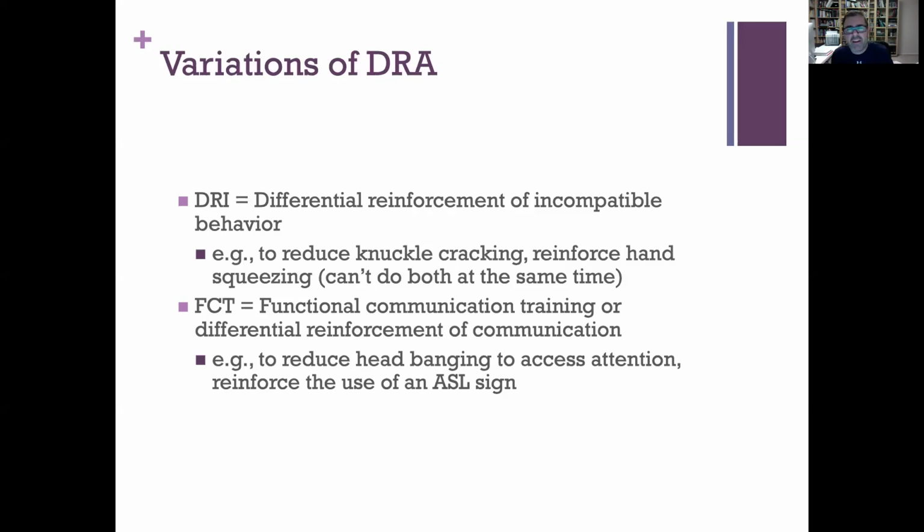Now, there are some variations of differential reinforcement of alternative behavior, and I'll talk to you a little bit about them. I'm going to give you a couple of examples. One of them is DRI, a variation of DRA, or differential reinforcement of alternative behavior. You can have a differential reinforcement of alternative behavior in the form of DRI.